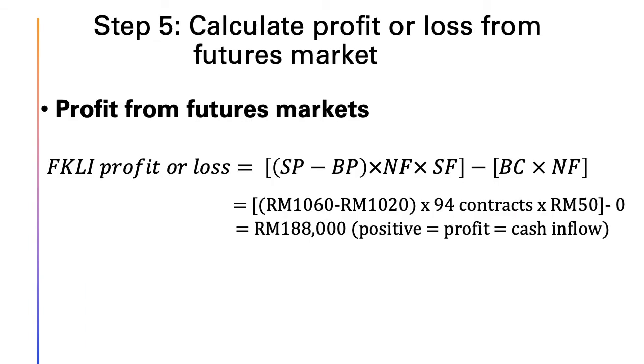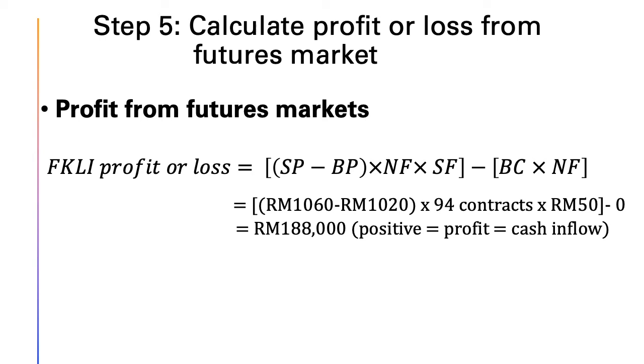Step number 5, you need to calculate profit or loss from futures market. So profit formula FKLI profit and loss is equal to SP, which is the selling price, minus BP, the buying price, times NF, number of futures contract, times SF, size of futures contract, minus broker's commission, BC, times NF, number of futures contract. So there is no broker's commission given in the question. So the broker's commission is equal to 0.